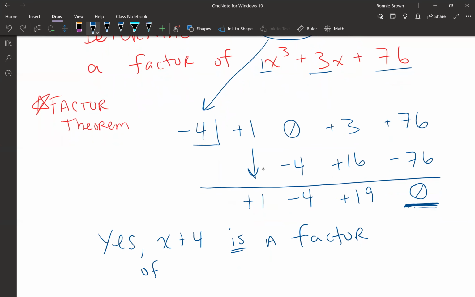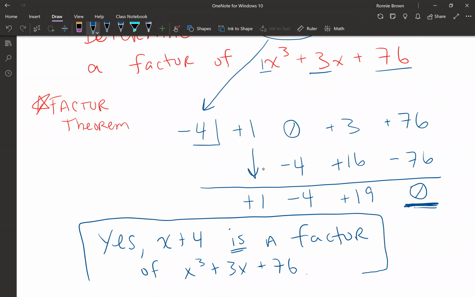And it is a factor of x to the third plus 3x plus 76. And why? It's because it went evenly into x to the third plus 3x plus 76. We saw that the remainder was 0. If the remainder was anything else but a 0, we would write no, that it is not a factor. Preceding this lecture, it may be a good idea to watch the one on synthetic division. It's good to have synthetic division mastered before coming into these two areas of the remainder theorem and the factor theorem.